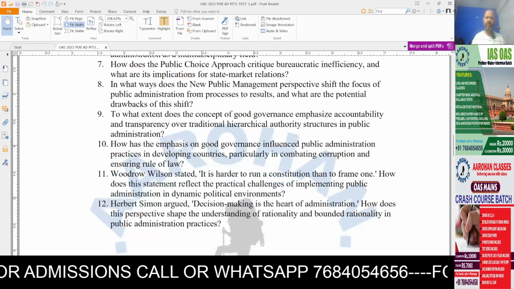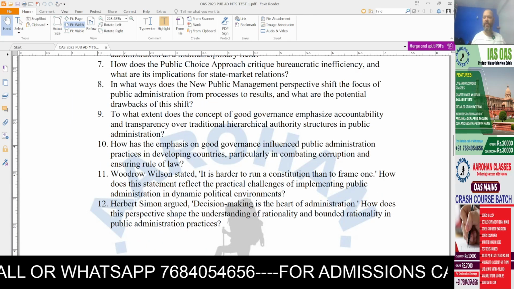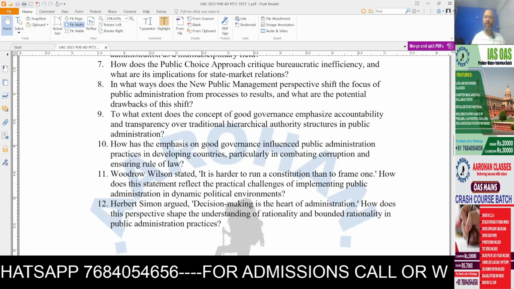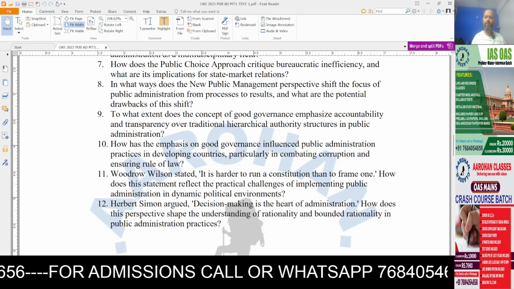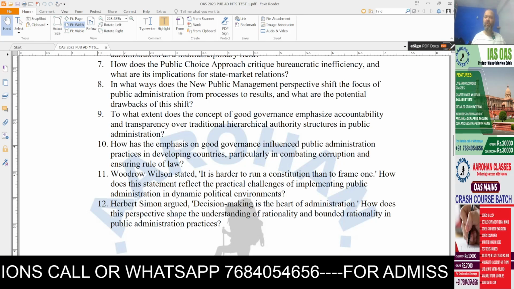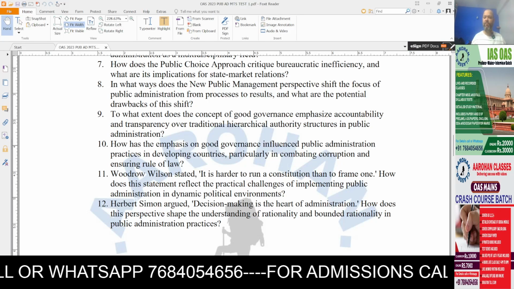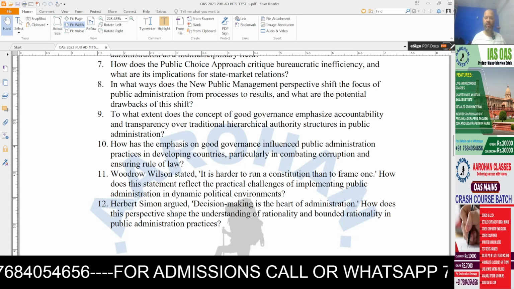Question 7. How does the public choice approach critique bureaucratic inefficiency, and what are its implications for state market relations? Question 8. In what way does the new public management perspective shift the focus of public administration from processes to results, and what are the potential drawbacks of this shift?